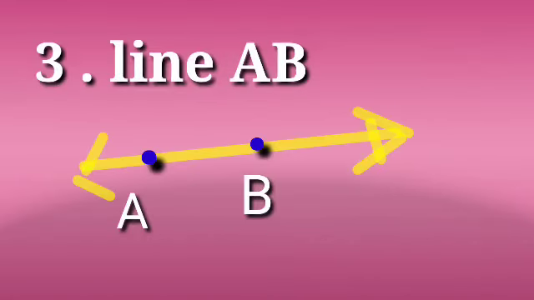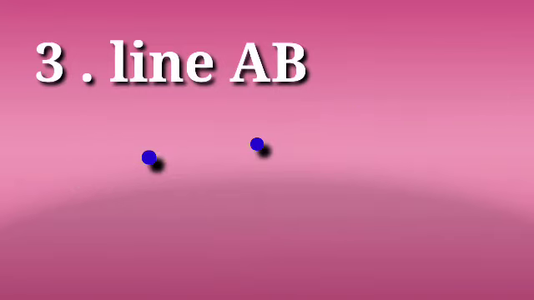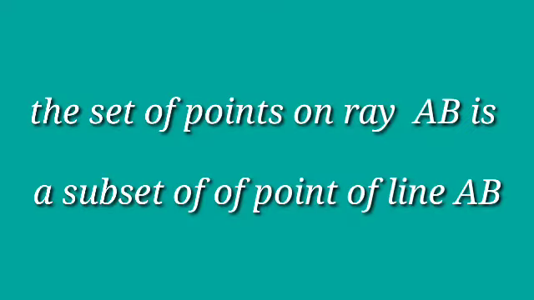The union set of points on ray AB and opposite ray of ray AB is called line AB. The set of points of a segment AB is a subset of points of a line AB.